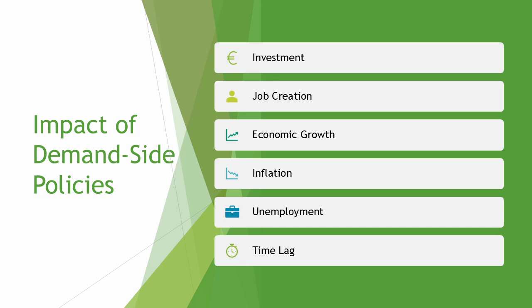Demand-side policies can control inflation by reducing aggregate demand through higher taxes or higher interest rates. Demand-side policies can control unemployment by increasing aggregate demand and reducing cyclical unemployment. There would be a time lag after the implementation of a demand-side policy, as it takes time for policy decisions to be passed, implemented, and felt throughout the economy.